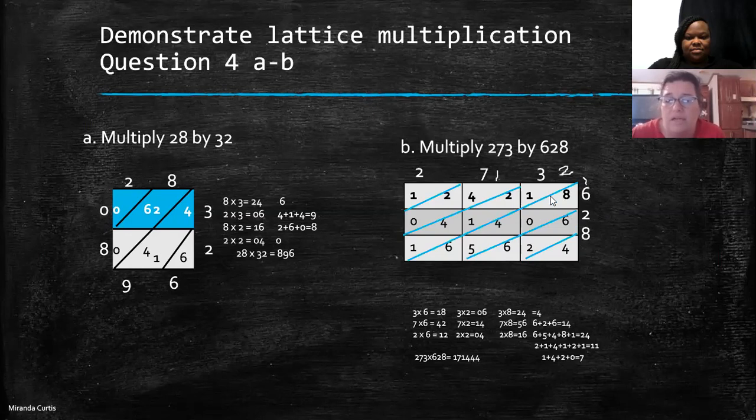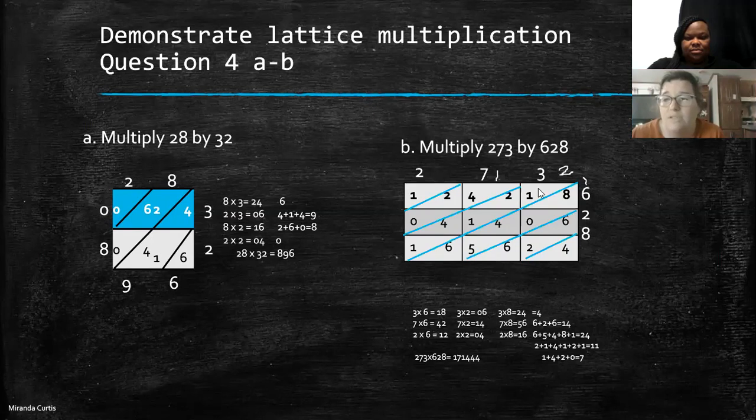6 times 3 is 18. Make sure you put your 1 up top in your box. 6 times 7 is 42. Make sure your 4 goes and then your 2. 6 times 2 is 12. Make sure your 1 goes up. It does matter. Okay, you're going to move down to the next one.